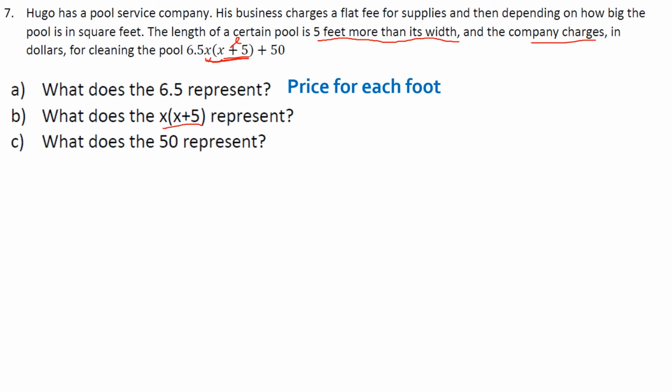And so we've kind of gone into that. That would be the area because the x plus 5 is L. The x would be W, and x times x plus 5, so width times length, would give us the area. So that's the area of the pool. And 50 is the constant, and so that 50 will represent the flat rate, that value that does not change, that they would charge for the pool before they even calculate the area and the price per square foot.